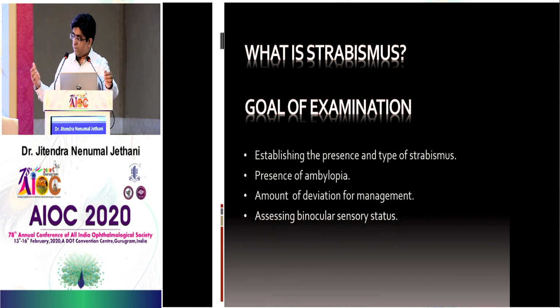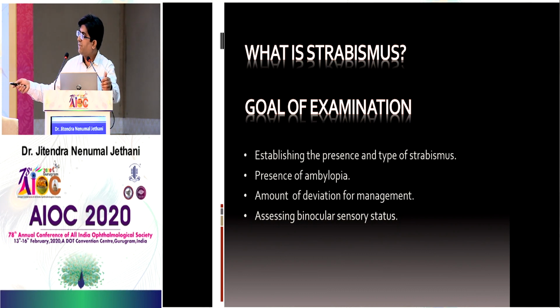So what are the goals of examination? The goals of examination are first to establish whether there is a presence of strabismus and what is the type of strabismus. Establishing whether there is strabismus is a must, because if there is no strabismus, we would just go to sensory examination, check his binocular vision, and then he is good to go. And the second thing is to establish the type of strabismus, which means whether it is eso, exo, hyper, hypo.